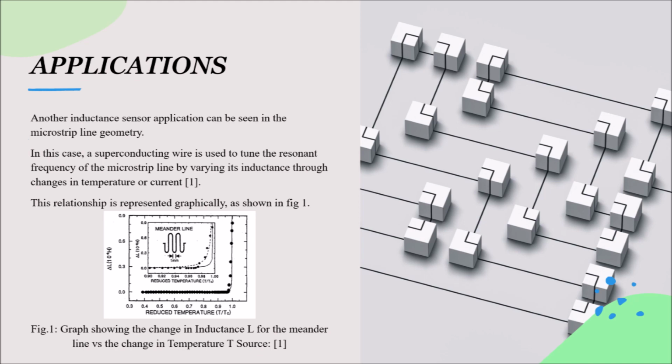Another inductance sensor application can be seen in the microstrip line geometry. In this case, a superconducting wire is used to tune the resonant frequency of the microstrip line by varying its inductance through changes in temperature or current. This relationship is represented graphically as shown in Figure 1.